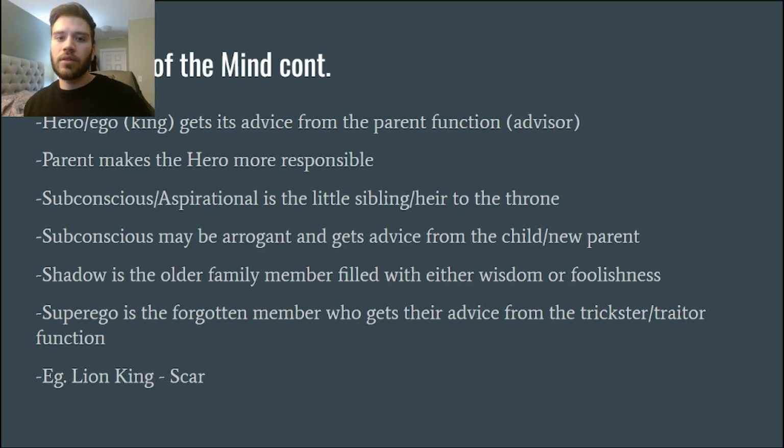So now that we've looked at it from a kingdom perspective, let's look at it more from a royal family perspective. The hero, or the ego, would be the king, and the king, the top of the pile, gets its advice from the parent function, who's more of the advisor. So that's how your top two functions are working in the king and the advisor way of your kingdom in your mind.